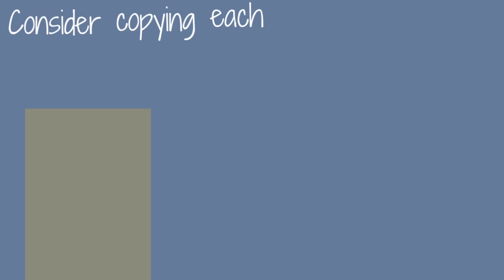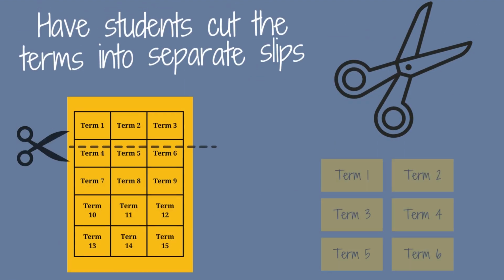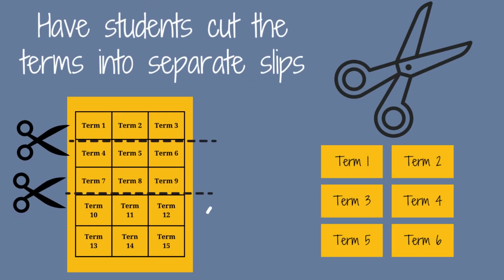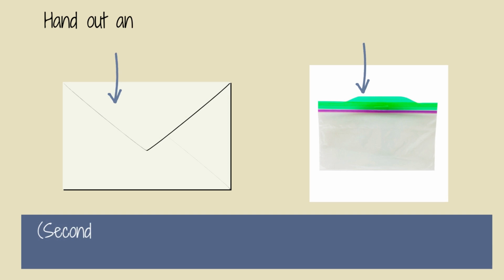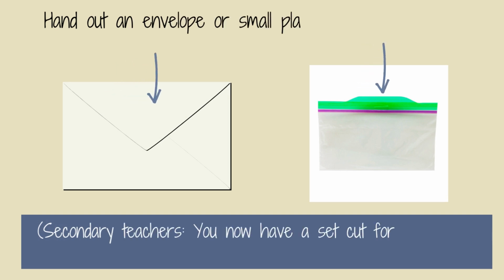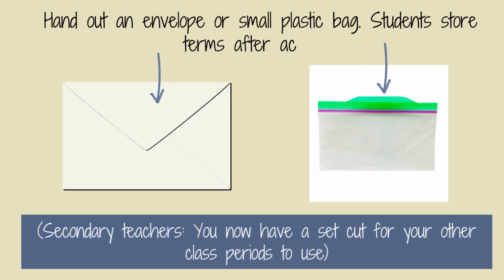Consider copying each set of the terms on different colors of paper to avoid groups mixing up terms. Next, have students cut the terms into separate slips. This is why typing them in a table is important, as it will make them easy to cut out. Once each pair or group has the terms cut out, provide them with an envelope or Ziploc bag to store the terms after the active learning experience is complete.